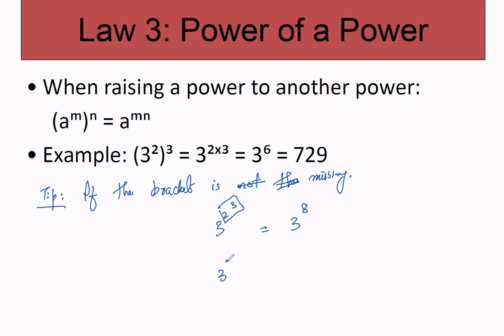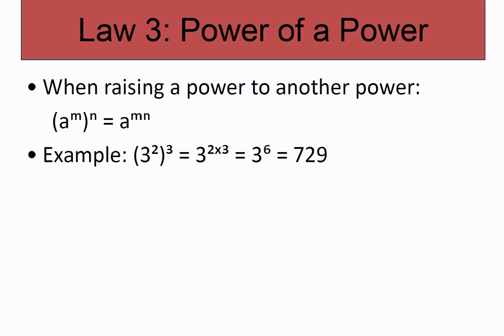Now let's have a look at what change the bracket is making. When there is a bracket, your answer is 6. When there is no bracket, your answer is 8, because this power is going to be treated as the power of 2. Okay, with the bracket you have to multiply this 2 with 3, but in this case you have to power this 2 with 3, right? This 3 is a power of this 2. Means if the bracket is missing, that top power is the power of the bottom number. Okay, so remember this thing.